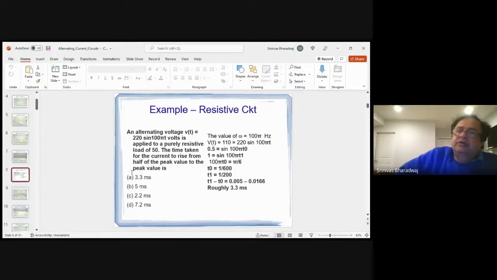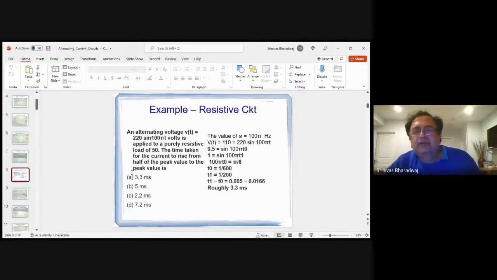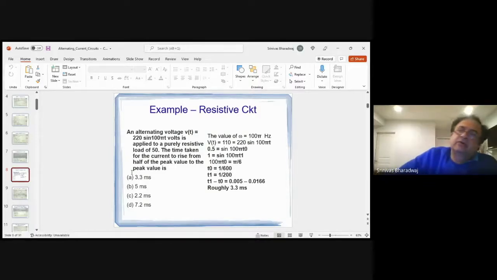So 0.5 equals sine(100 pi t by 2), right? So when is sine theta half? Sine 30 is half, right? So, or pi by 6. So 100 pi t naught is pi by 6.